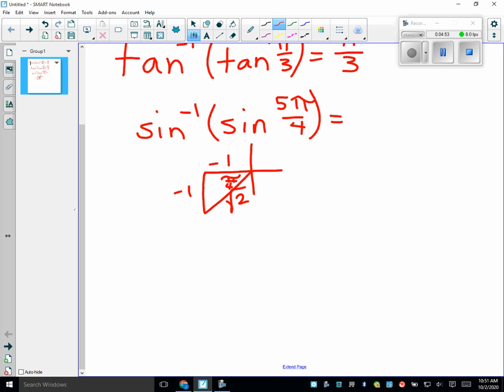Right? So what is the answer to this? Angle squared. Yeah, so what I have is this. Don't I?